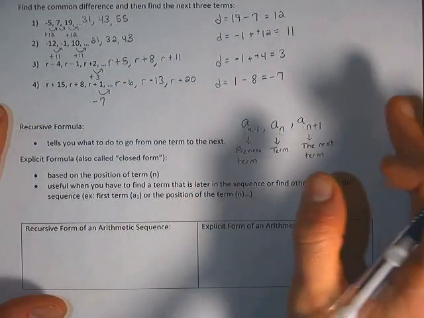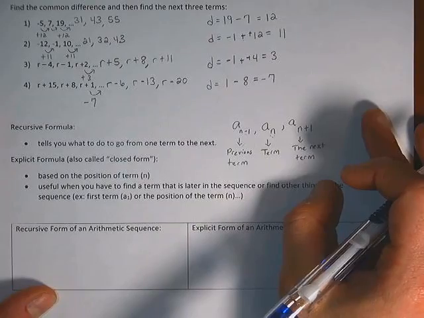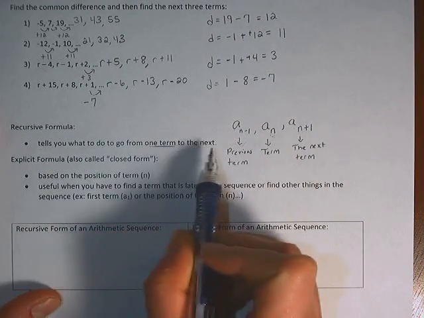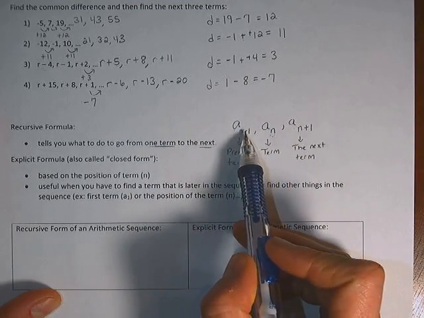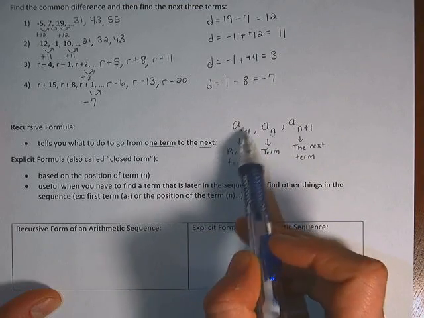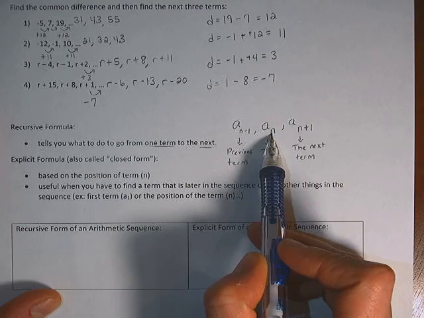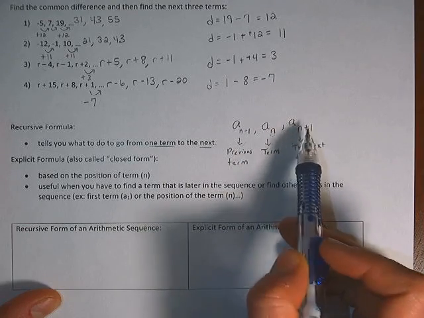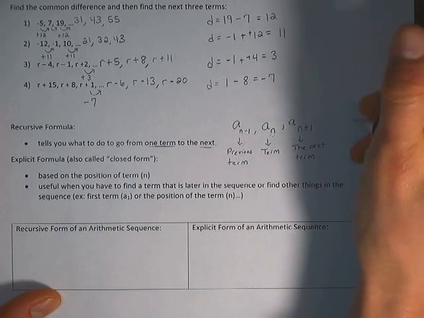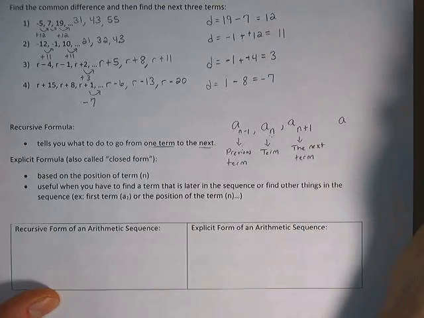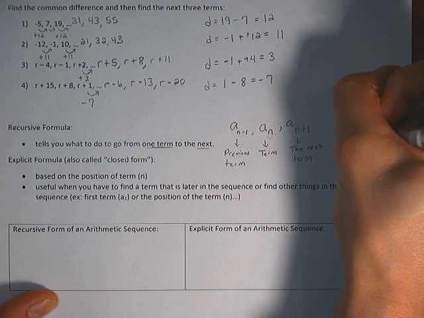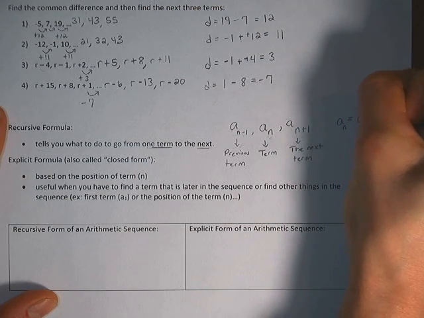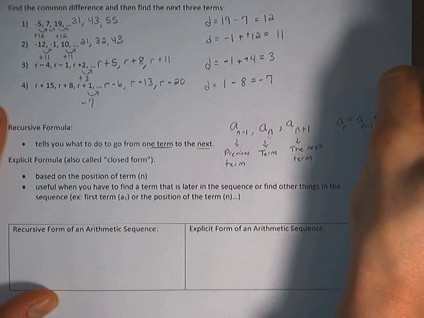Okay, so when we are writing a recursive form, it helps you go from one term to the next term. It's going to relate either this one, what am I doing to this term to get to that term, or it'll have something about what am I doing to this to get to that term. Okay, so one thing that you may see is something like A sub N equals A sub N minus 1 plus 2.